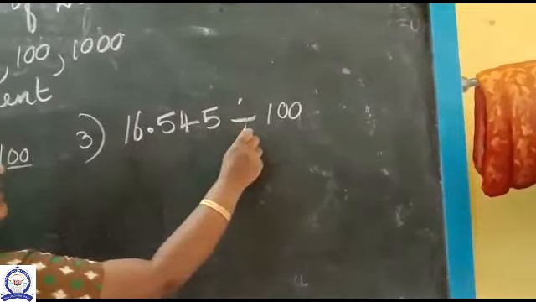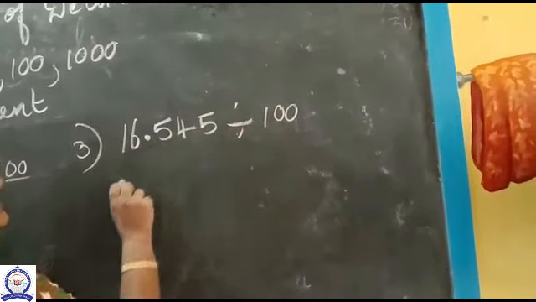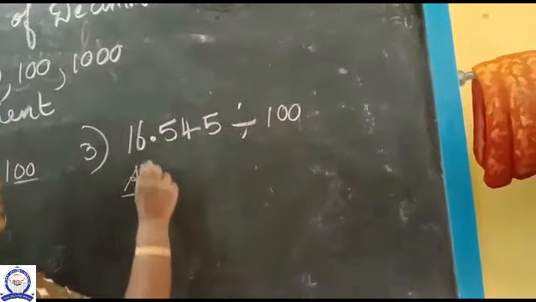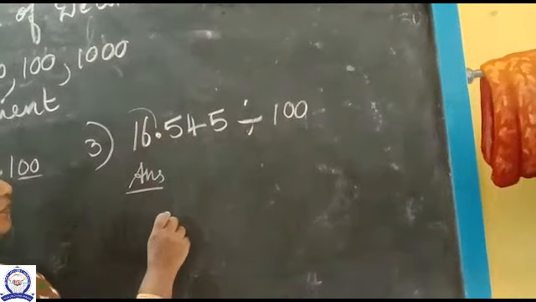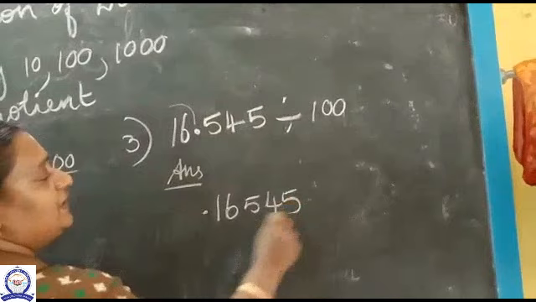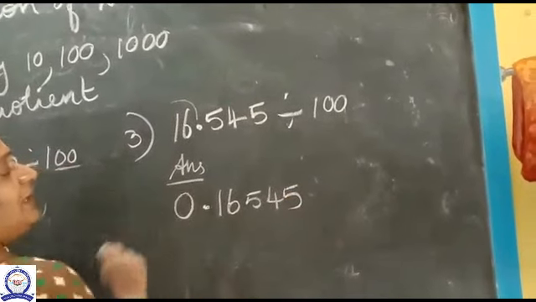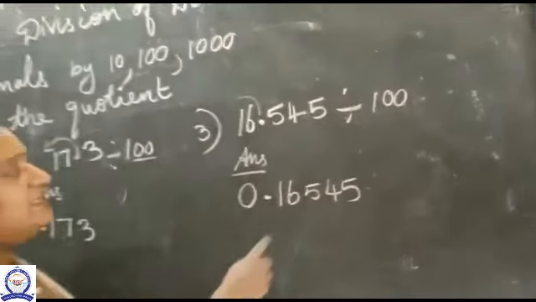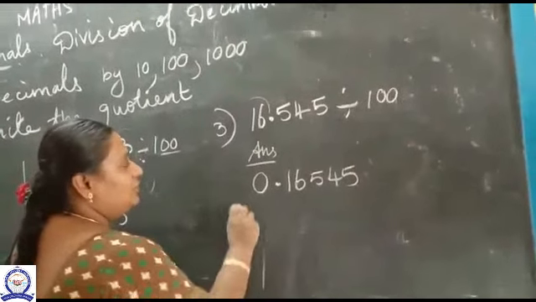Similarly, 16.545 divided by 100. See, same way the point will move towards left 2 places. So 16545. So before you have to add 1 0. So 0.16545.